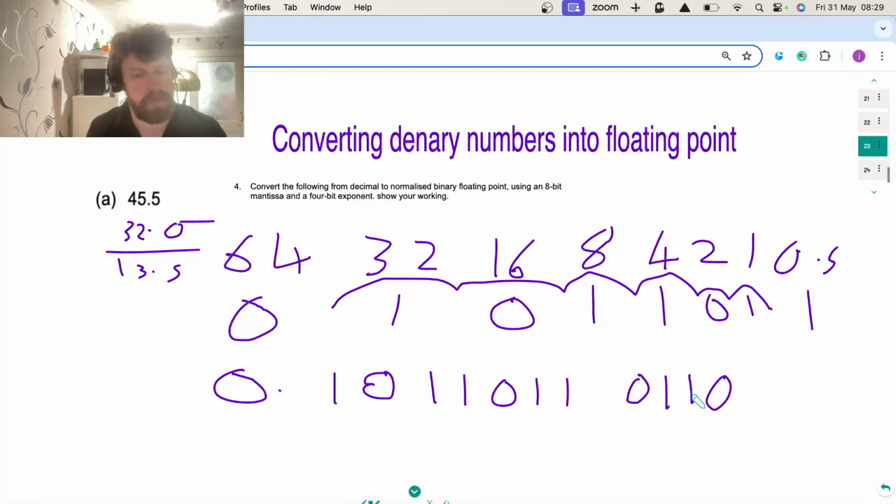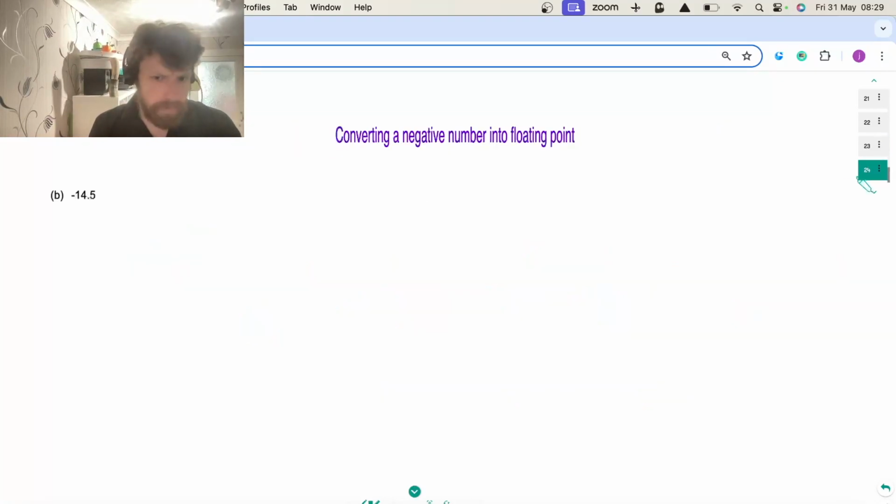So that's the 4 and the 2 there in the exponent. Lovely, all done there. Now, negative numbers are ever so slightly different. Nothing crazy. There's a lot of the same steps. We just have to remember that at some point we've got to 2's complement it. So step 1, exactly the same. Just convert that into an 8-bit binary number, positive.